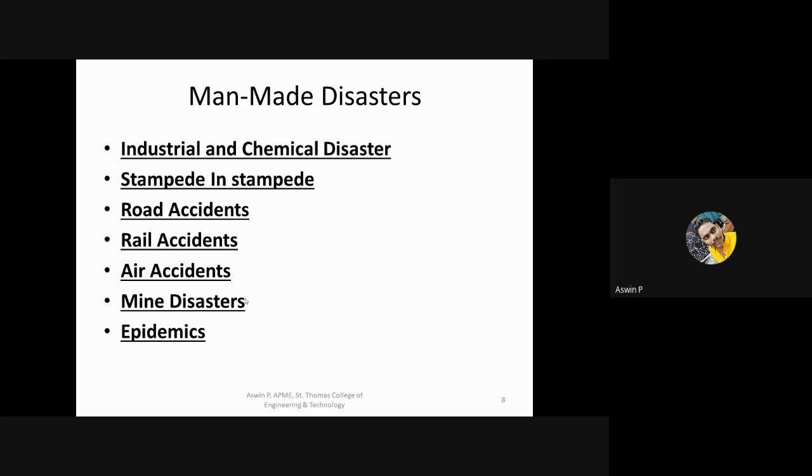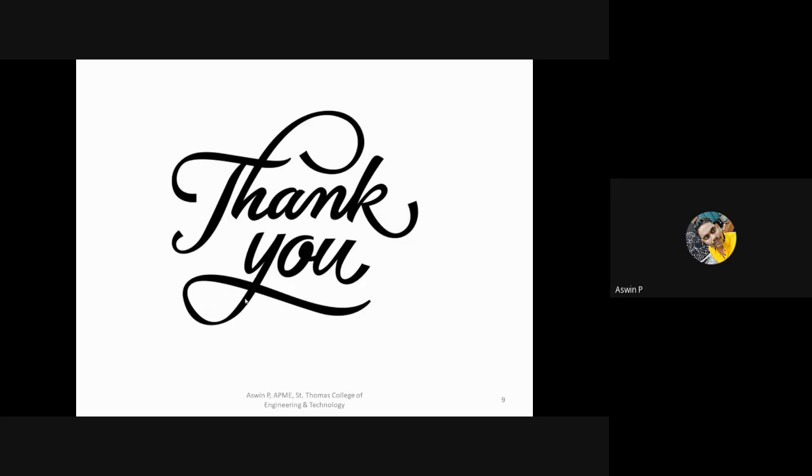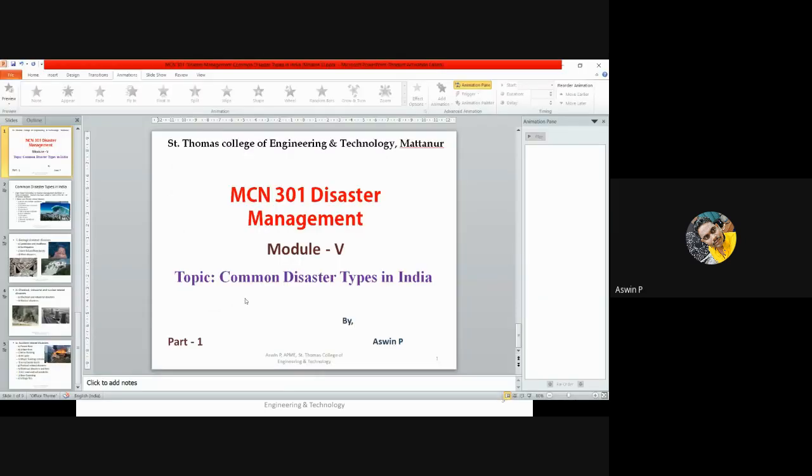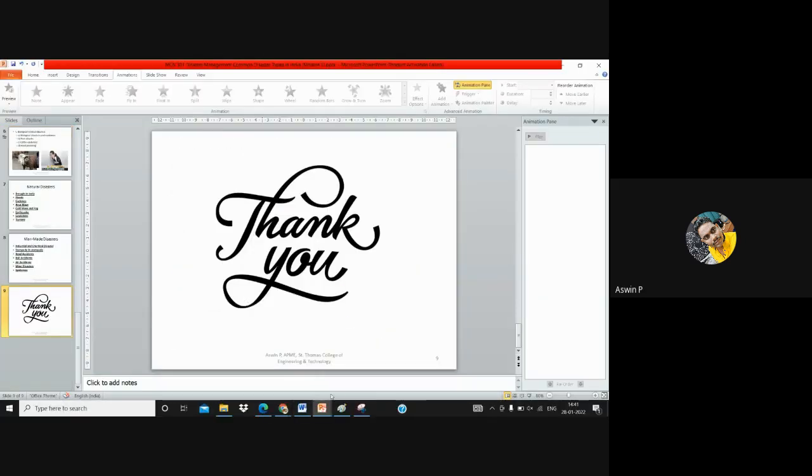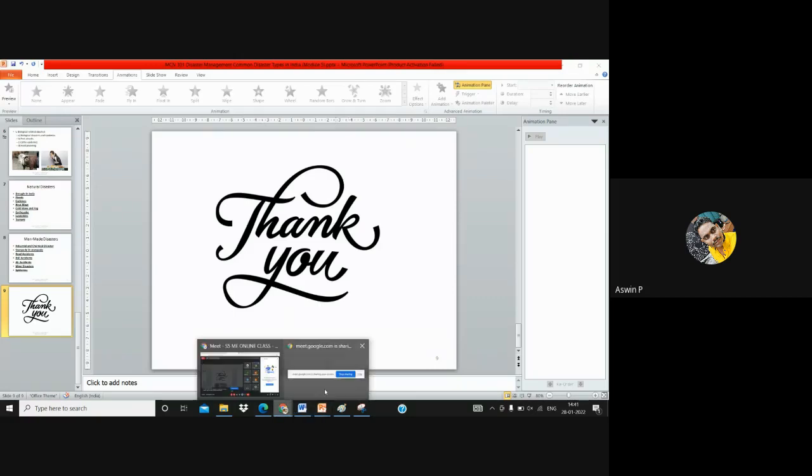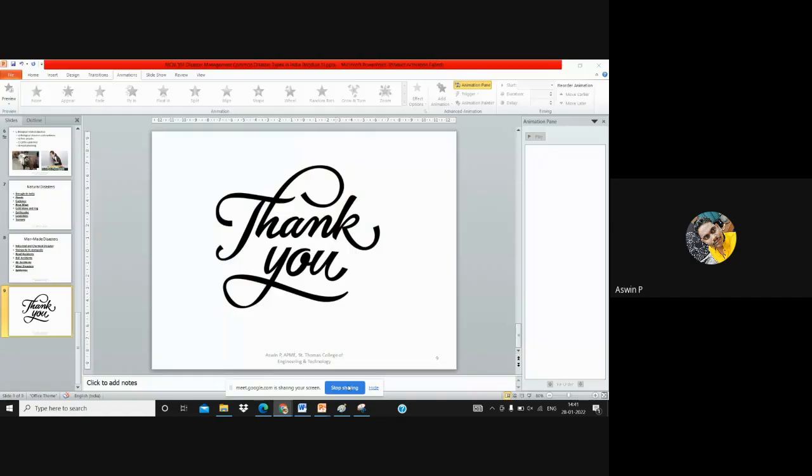And road accidents, rail accidents, air accidents, mine disasters, and all epidemics, including COVID-19, are examples of man-made disasters. That's it for today. Please try to study all these things which are the natural disasters. There are 31 disasters in India, and we have already discussed most of them.